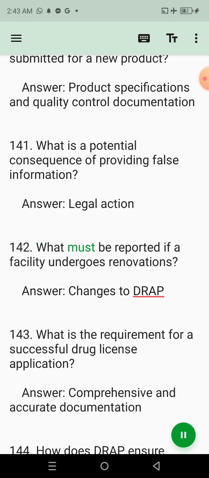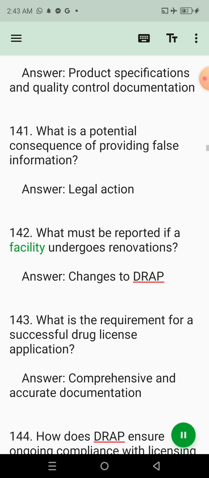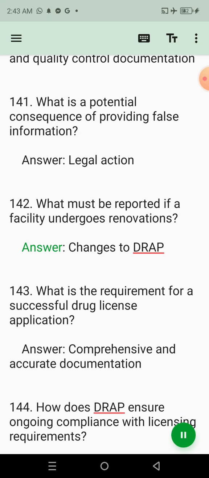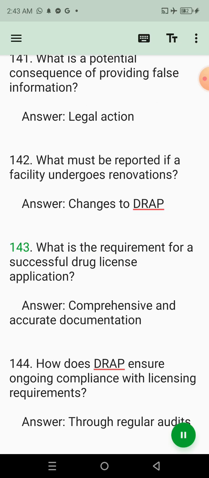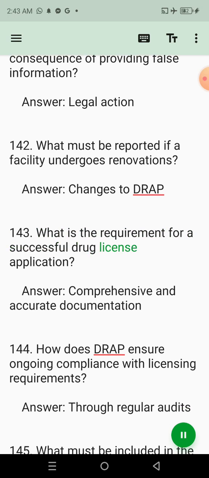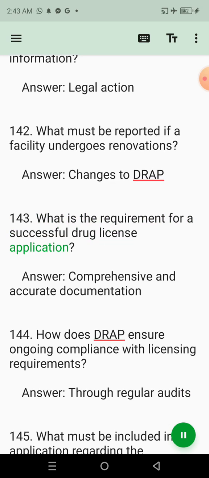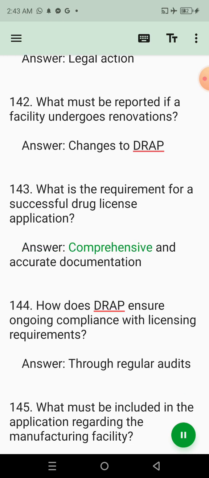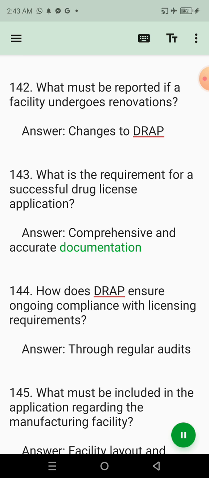142. What must be reported if a facility undergoes renovations? Answer: changes to DRAP. 143. What is the requirement for a successful drug license application? Answer: comprehensive and accurate documentation.